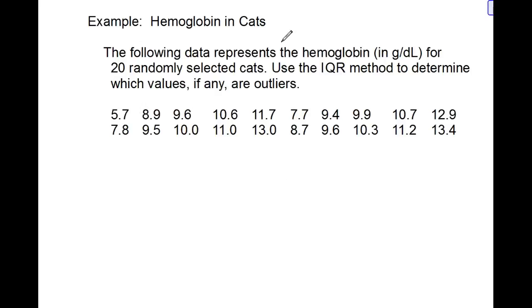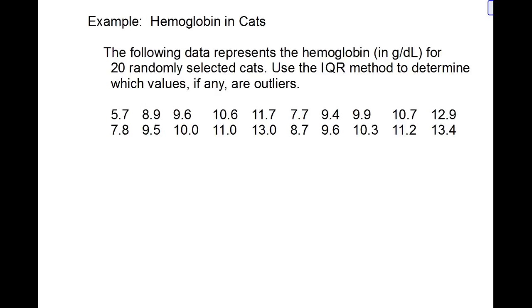So we want to look at the hemoglobin in cats. The following data represents the hemoglobin for 20 randomly selected cats. Use the IQR method to determine which values, if any, are outliers. And so we have 20 hemoglobin values here, and we want to see if there are any outliers.